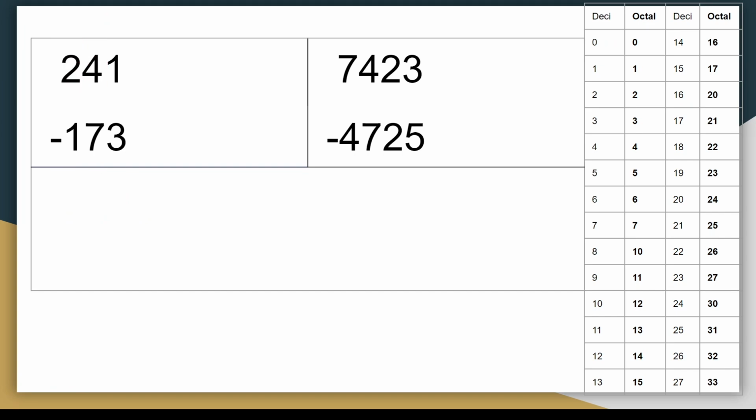Now let's move on to the second example, which is 7423 minus 4725. So 3 minus 5 again is not possible. We have to borrow. This becomes a 1. This is 1, 3. 1, 3 minus 5 is possible, but 1, 3 is actually equal to 1, 1, so it'll be 6 and not 8.